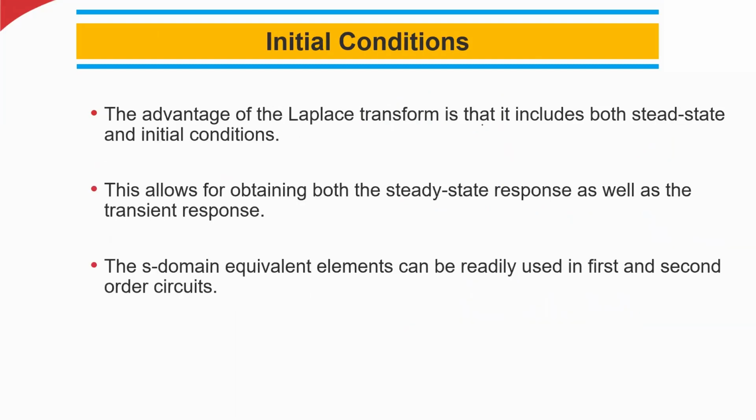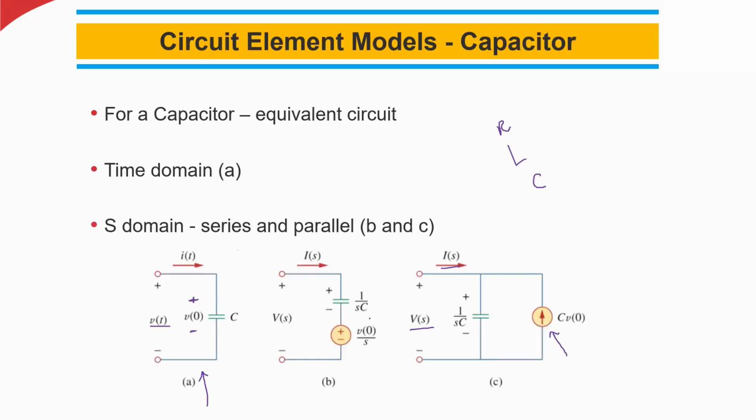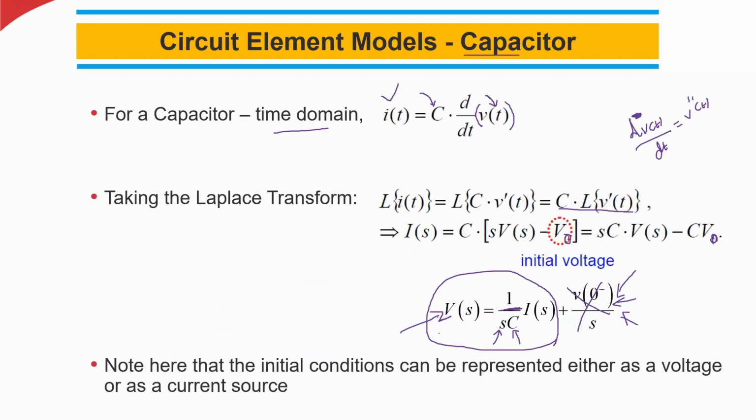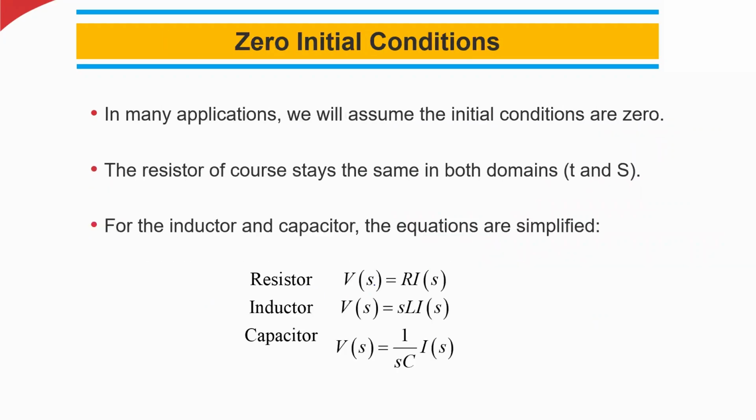The advantage of the Laplace transform is that it includes both steady state and initial conditions. This allows for obtaining both the steady state response as well as the transient response. So the Laplace transform helps us achieve both. The S domain equivalent elements can be readily used in first and second order circuits. That is why we studied how to represent the inductor, capacitor and resistor in the S domain, and what the equivalent equation is. When we see the problem, we will understand.